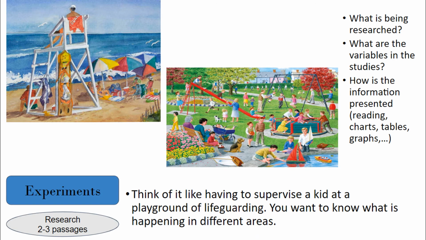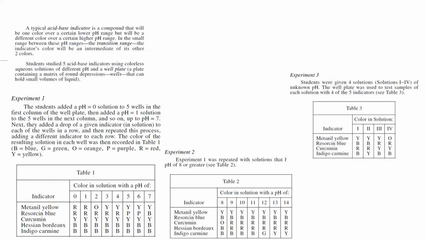Okay, so our next passage is experiments. This one's more like lifeguarding. You want to check out the variables and know what's going on. It takes a little more time than data, but you can get to the questions in less than a minute. A typical acid-base indicator is a compound that will be one color below a certain pH and a different color above a higher pH. The small range between those is the transition range. Students studied 5 indicators using a well plate.